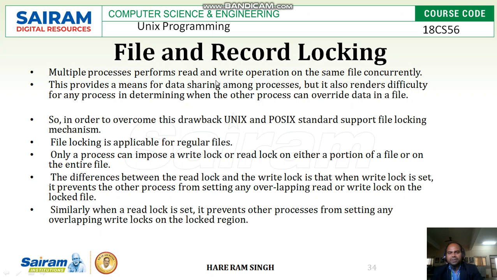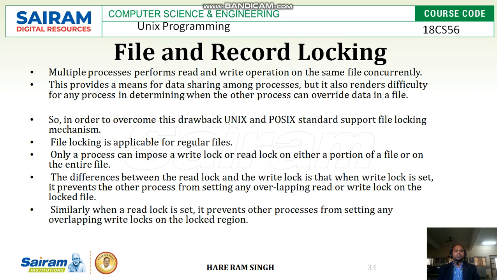For example, multiple processes perform read and write operations on the same file concurrently. This provides a means for data sharing among processes, but it also renders difficulty for any process in determining when the other process can overwrite data in the file.